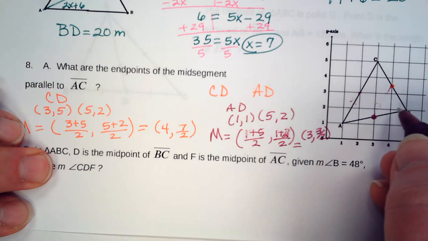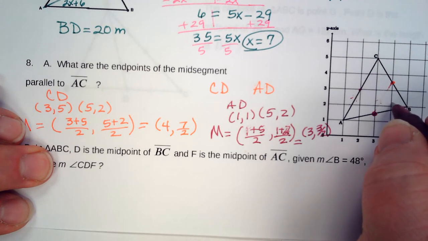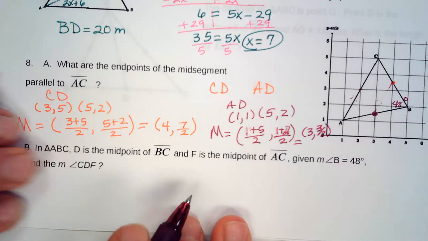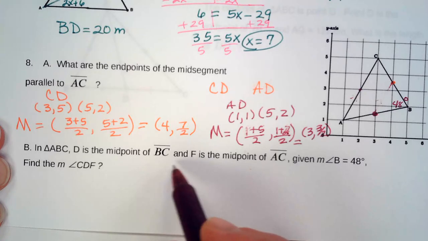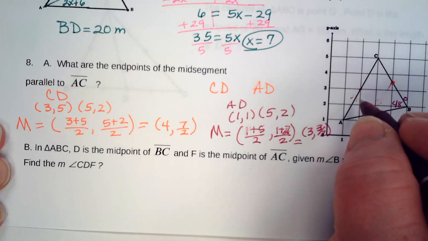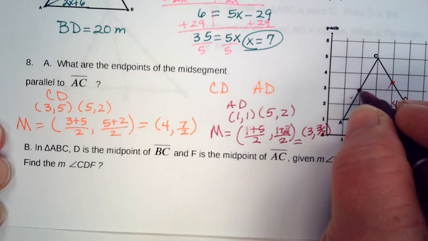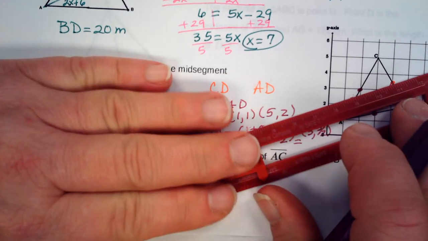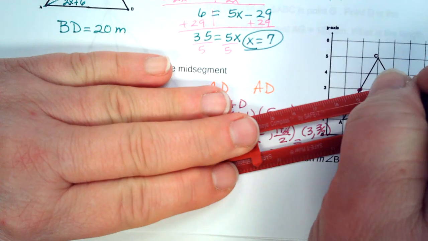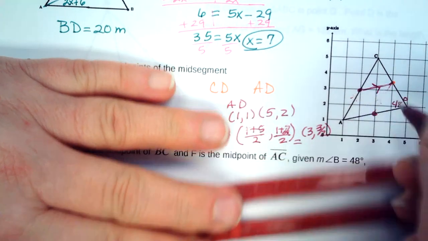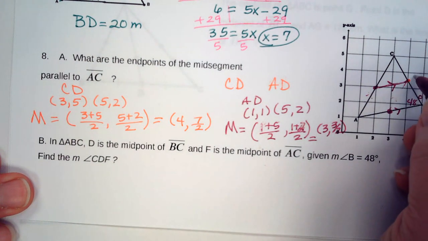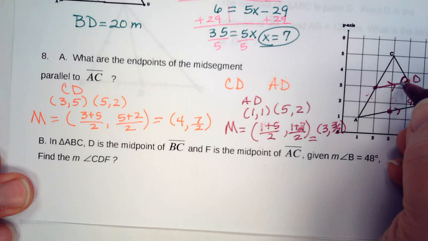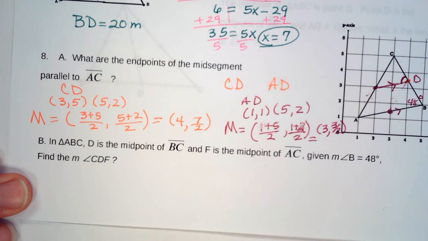angle B is 48 degrees. And F is the midpoint of AC. And we're wanting to know this angle here, this is D. We're wanting to know that angle there. What do we know?